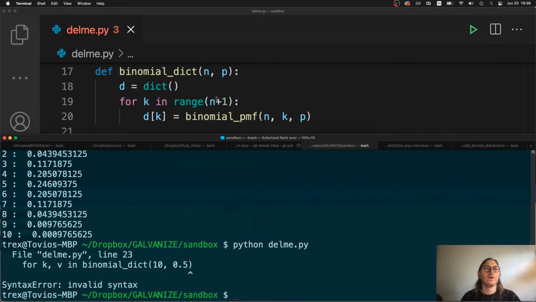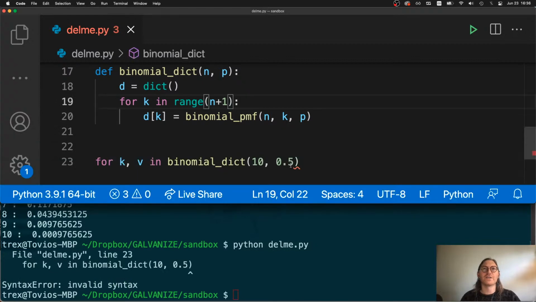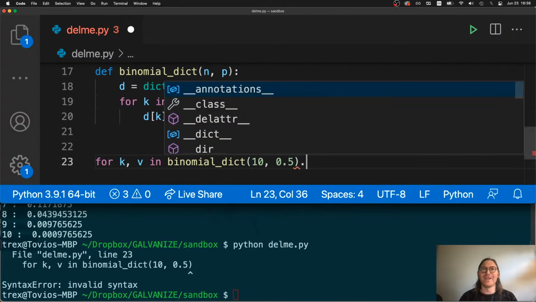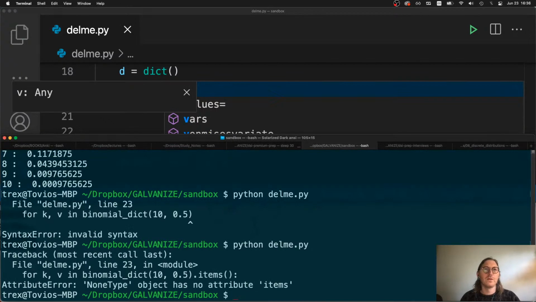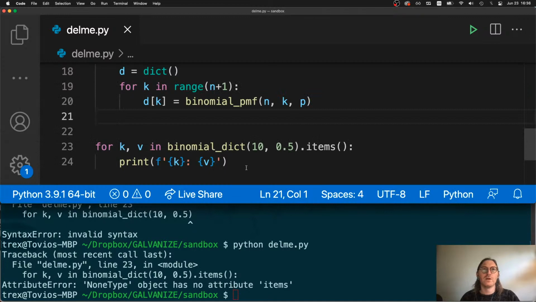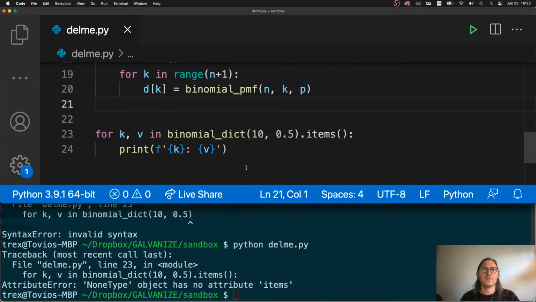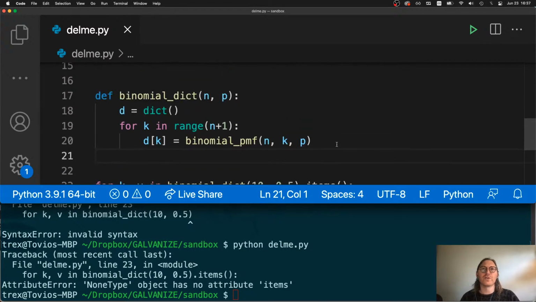Oh, what am I missing? Oh, I see. I didn't actually finish writing what I meant to write. And this time I will do an F string. I'll just do K and V. None type has no items attributes. Huh. Oh, I'm not returning the dictionary. I'm sorry. There we go.